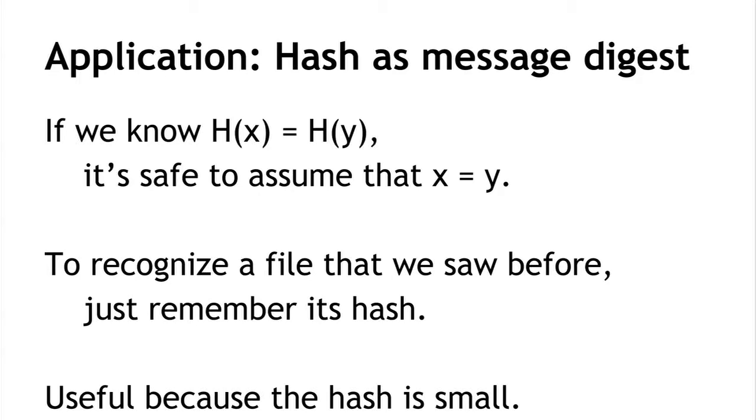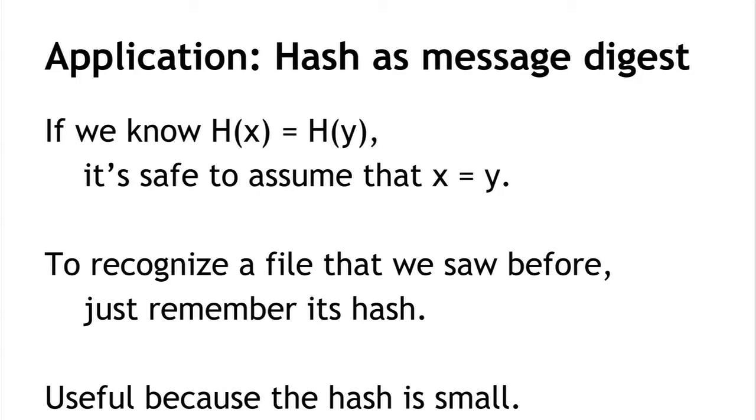And what I mean by that is the following: if we know that x and y have the same hash, then it's safe to assume that x and y are the same. Because if someone knew an x and y that were different that had the same hash, of course that would be a collision. Since there's not a collision that we know of, then knowing the hashes are the same, we can assume that the values are the same. And this lets us use the hash as a kind of message digest.